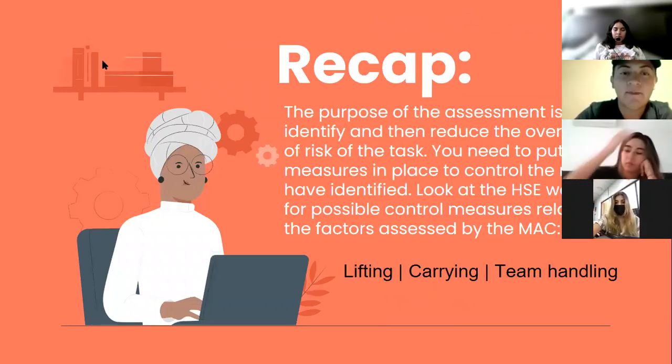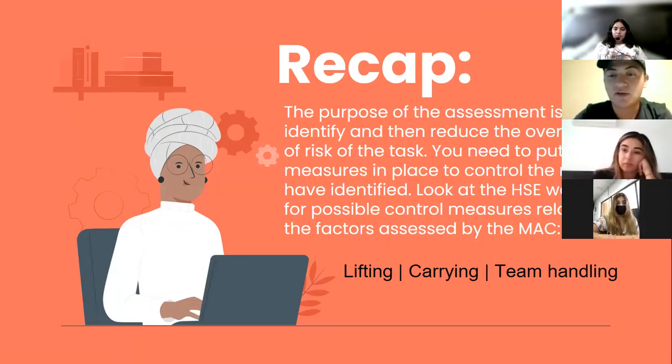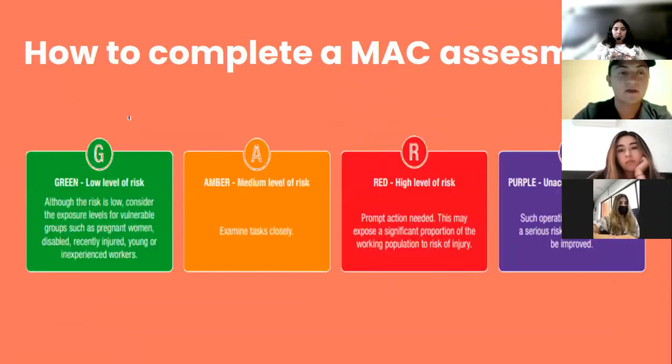In recap, the purpose of the assessment is to identify and then reduce the overall level of risk of the task. Also, you need to put measures in place to control the risk you have identified. Also, look at the HSE website for possible control measures related to the factors assessed by the MAC. Next one, please. So how do we complete a MAC assessment?